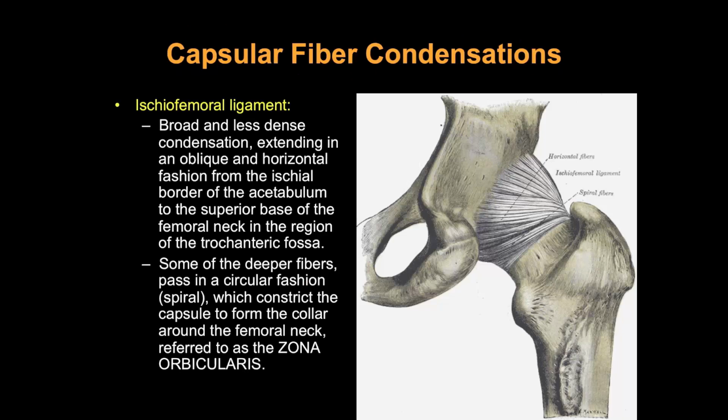Posteriorly, we see the ischio-femoral ligament, which is a broad and less dense condensation extending in an oblique and horizontal fashion from the ischial border of the acetabulum to the superior base of the femoral neck in the region of the trochanteric fossa. Some of the deeper fibers pass in a circular fashion, which constrict the capsule to form the collar around the femoral neck, which we see as the Zona Orbicularis on our MR arthrograms. So this is the ischio-femoral ligament, and we see both horizontal fibers and those circular spiral fibers that will form the Zona Orbicularis.